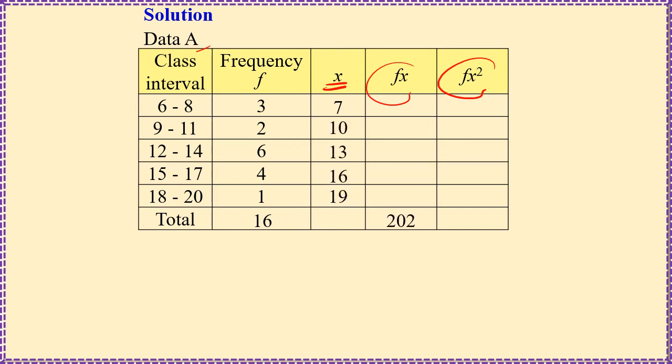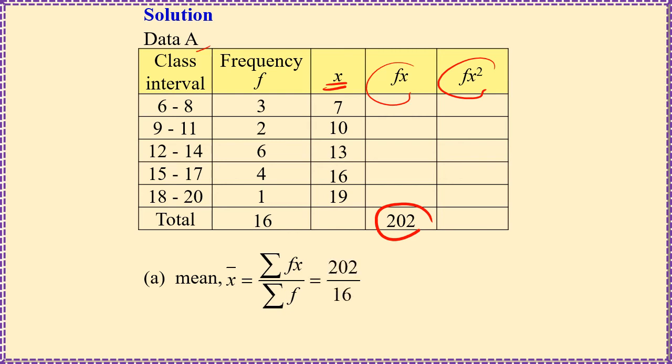So we have the x. Now to find fx, we don't have to multiply each of these. We just have to find the total by using the function inside the calculator. The summation of fx can also be found with your calculator. To find the mean, we need the summation of fx only, right? So the mean will be 202 divided by total frequency, which is equal to 16. So the answer is 12.625. Okay, so this is for mean.